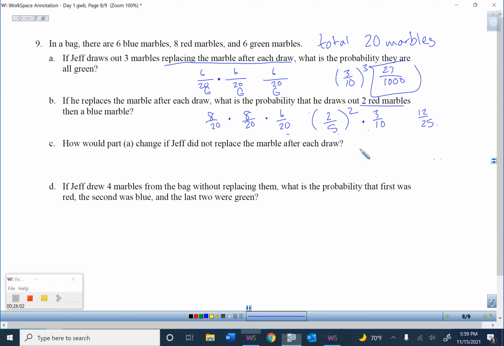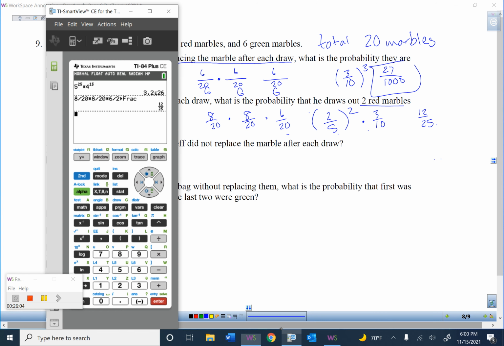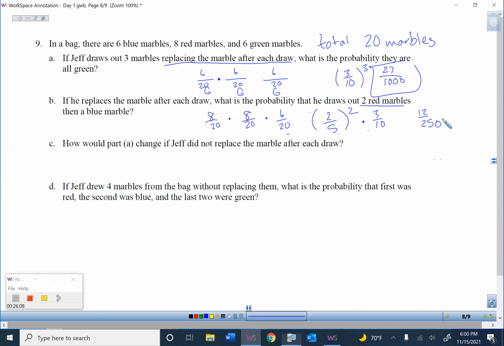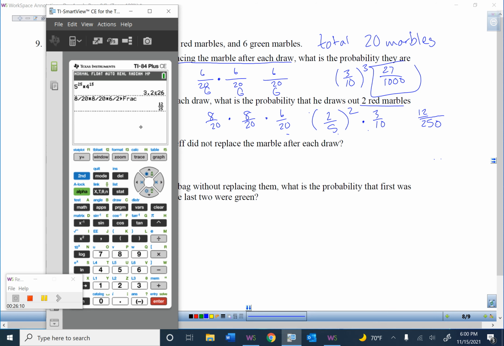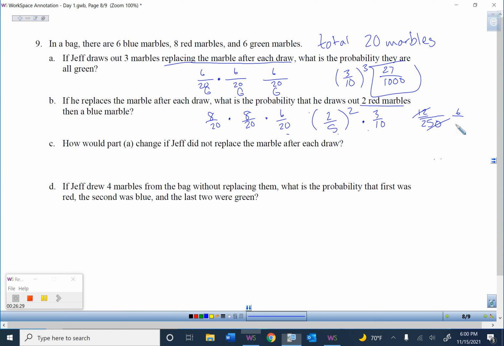And it looks like something, maybe I typed in wrong. Okay, yeah, I thought so. This should have been 250, which does reduce a little bit more. Okay, so 12 divided by 250, then your math, enter, enter. I missed the 0 there. And 6 over 125 is what I was looking for.